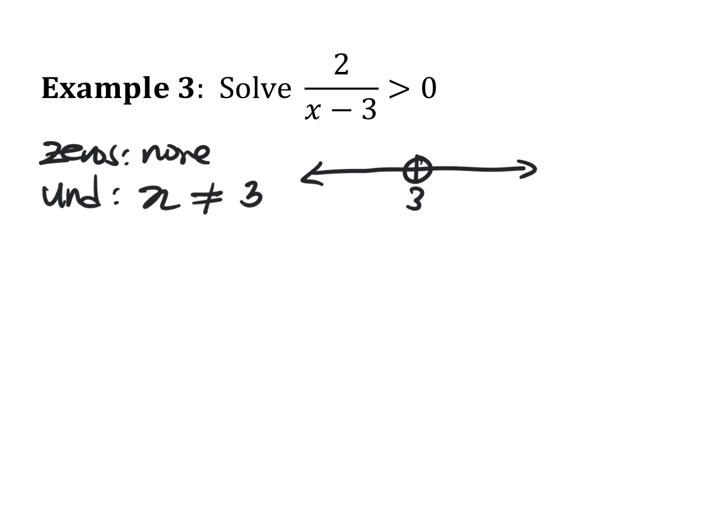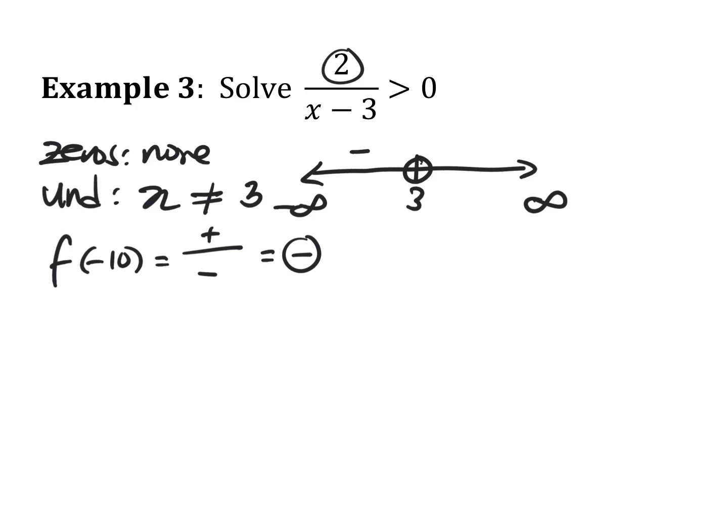So let's get a number from the left side of 3. Let's say this is coming from negative infinity and this is positive infinity. So let's say f of negative 10. Of course, on top of this is going to be a positive. That's going to be negative 10. Negative 10 minus 3 is going to give you a negative. So the result is going to be negative. On this side, I'm going to get 10 again. This is going to be positive, and 10 minus 3 is going to give me a positive, therefore it's going to be positive.